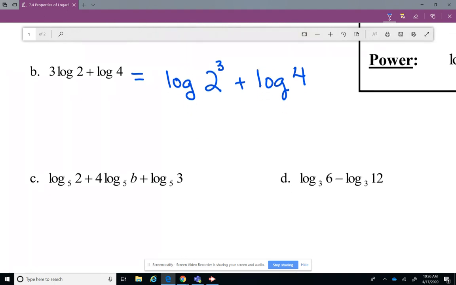All right, so now we're going to have to simplify log 2 to the third. So you know that 2 times 2 times 2 is what? 8. So I'm showing you every step.